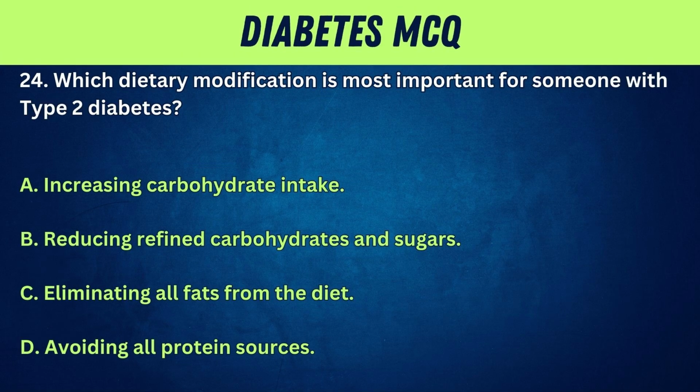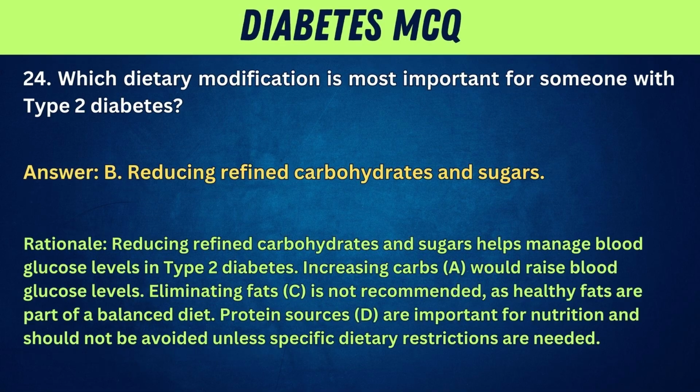24. Which dietary modification is most important for someone with type 2 diabetes? A. Increasing carbohydrate intake. B. Reducing refined carbohydrates and sugars. C. Eliminating all fats from the diet. D. Avoiding all protein sources. Answer: B. Reducing refined carbohydrates and sugars.